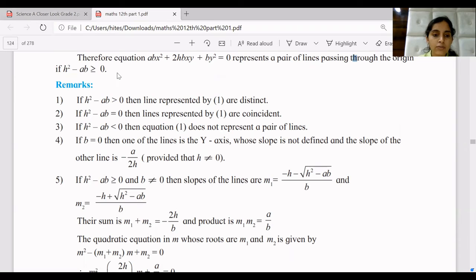Passing through the origin if h square minus ab is greater than or equal to 0. Okay, so what are the remarks of this derivation? If h square minus ab is greater than 0, then the lines represented by 1 are distinct, right? Because then you have two slopes, so you have two different lines. If h square minus ab is 0, then the lines are coincident. And if h square minus ab is less than 0, then the equation does not represent any pair of lines.